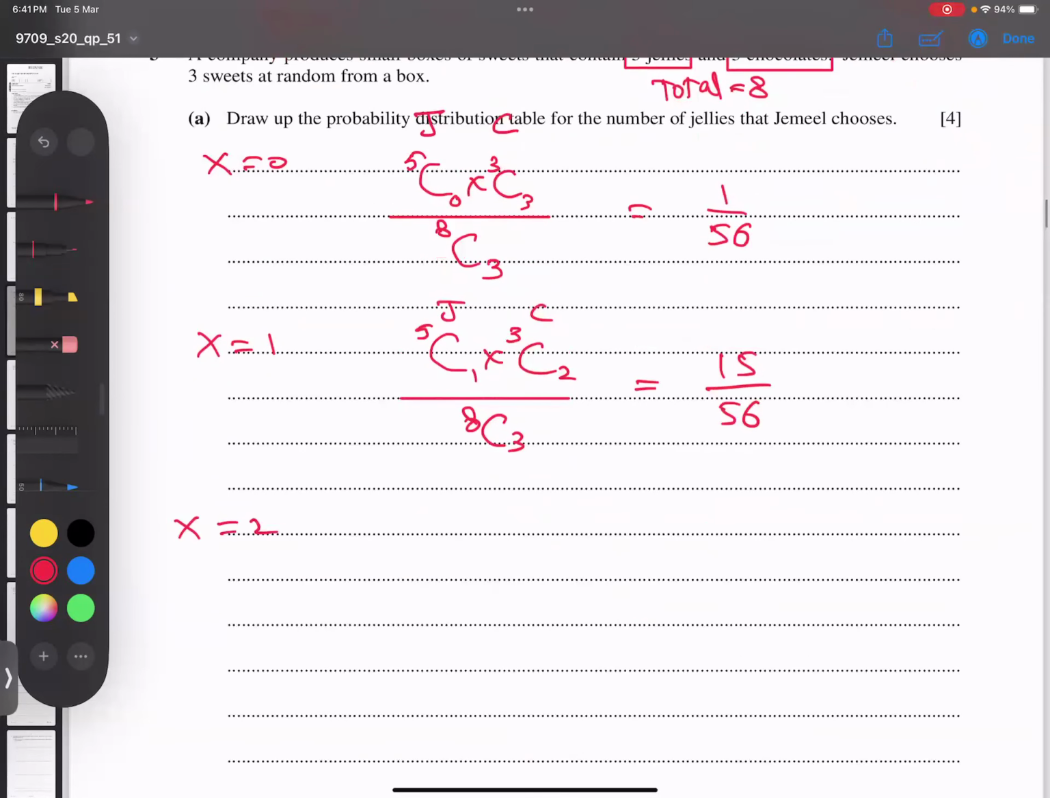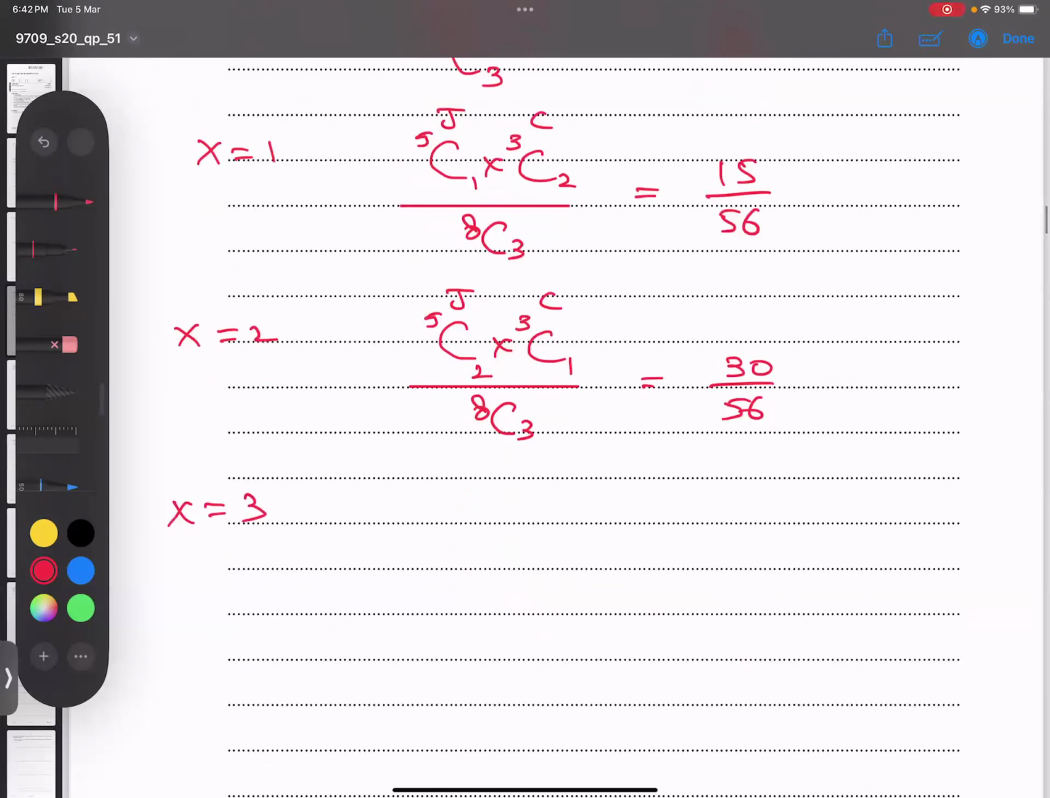Now if I take X is equal to 2, I am saving my time, so I'm copying this and pasting here. This time I make a small change only: jellies are 2, so I write 2 here, and naturally chocolate becomes 1. 5C2 in the calculator gives you 10, and 3C1 is 3. So 30 comes in the numerator, and 56 remains the same. Last option, I'm going to write 3, and again I'm going to paste here. Same idea.